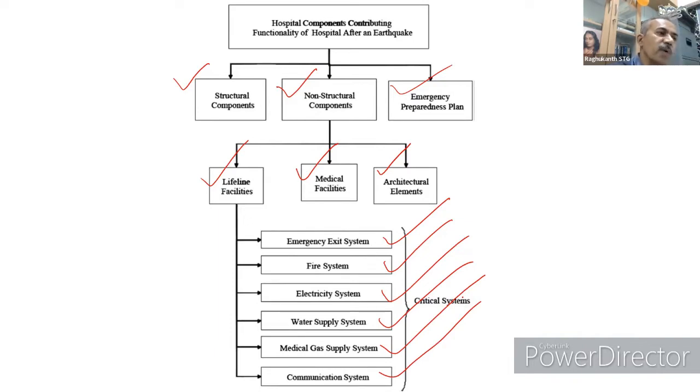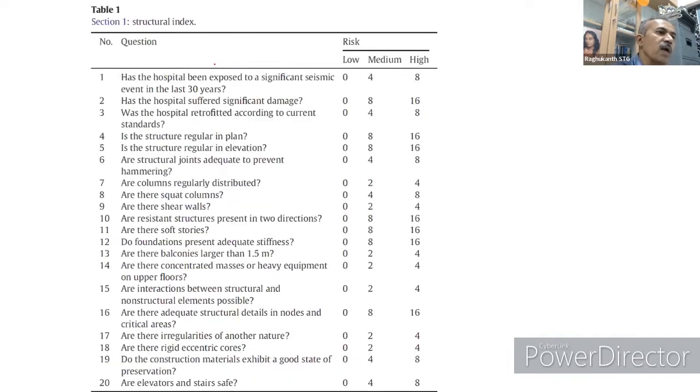See, if a hospital's structure is perfect, but the non-structural components are not, or the doctor is not there, there is no point. So we have to take care of all these things and then give a score. So we designed a type of rapid visual screening.